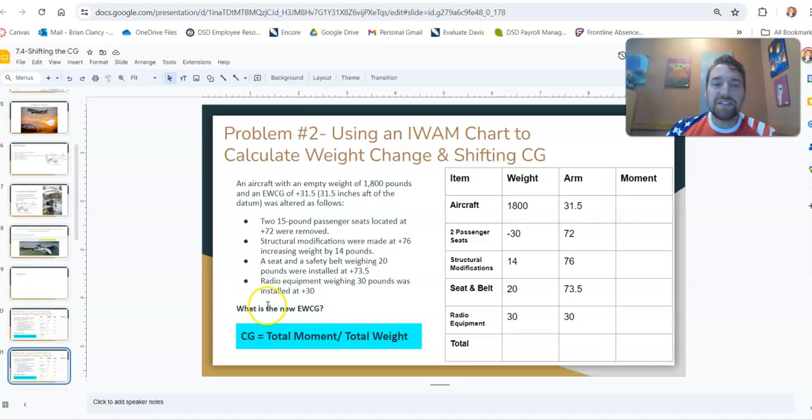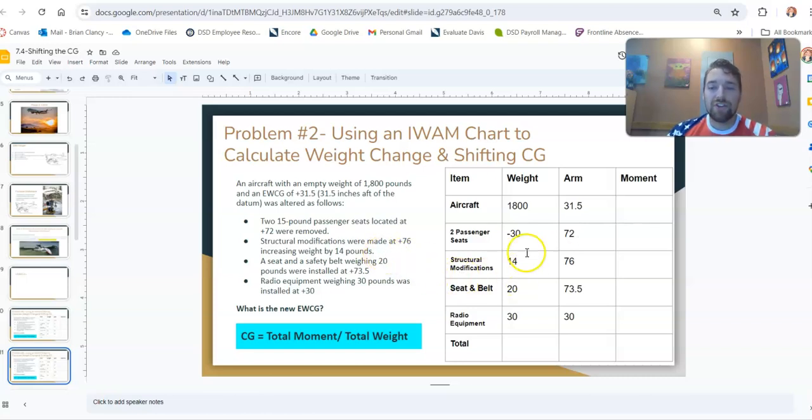This is going to be very similar to the previous problem, but I've made a couple of changes here. We have an empty weight of 1,800 pounds, EWCG at station 31.5. The passenger seats are now 15 pounds each, so that changes our weight to -30 instead of the -36 from before. With an arm at 72.